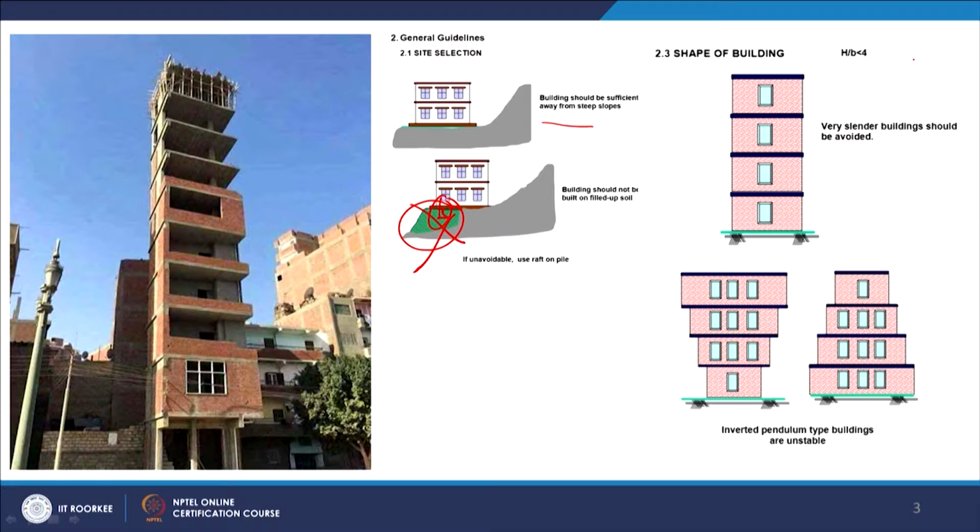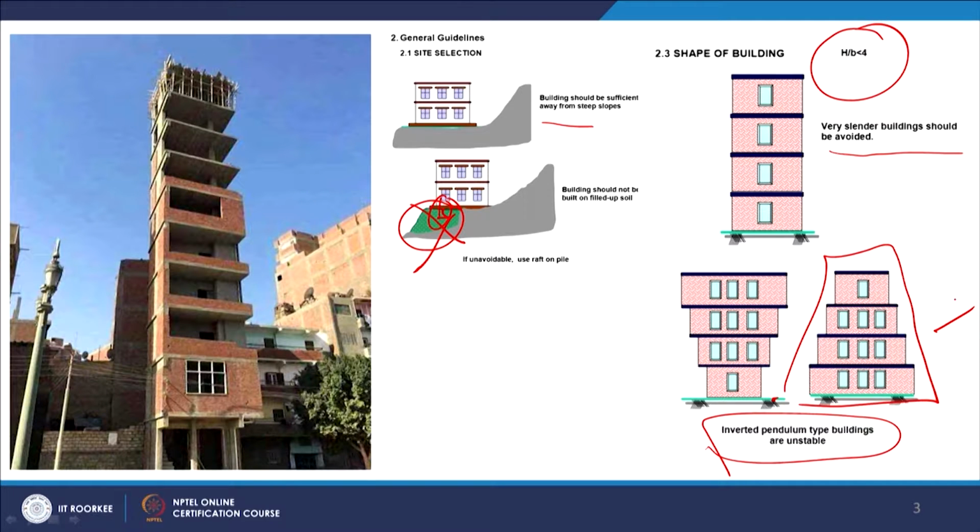On the shape of the building, they also suggest that very slender buildings should be avoided. They also talk about the ratio: height to breadth should be less than 4. Inverted pendulum type buildings are unstable, so they always go with a pyramidal type so that the load is distributed. It becomes difficult the more height you go up. There are also wind movements and lateral forces applied on the whole structure, and how it can resist them.